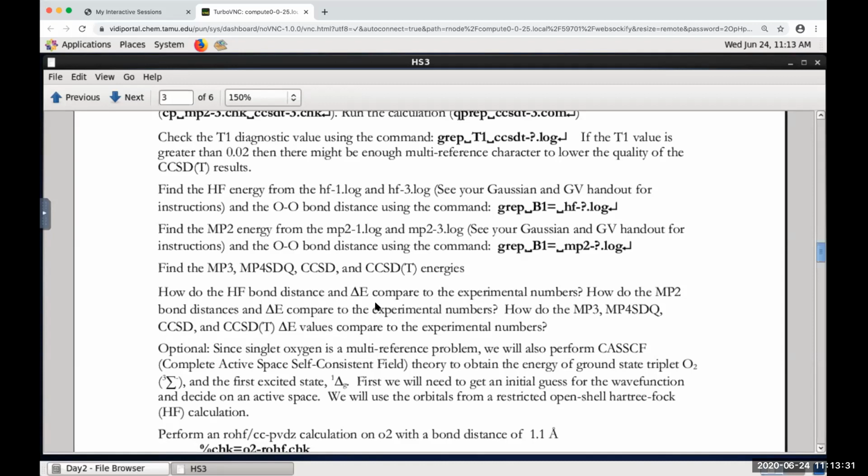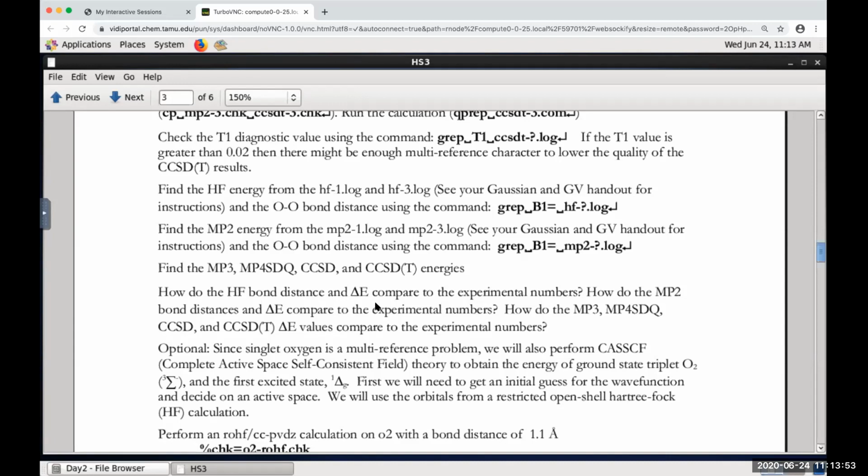Okay, the CCSD(T) single point energy at the MP2 optimized geometry will have the same bond distance in the log file of the CCSD(T) as the MP2, because we're using the MP2 optimized geometry. We're only correcting the energy.